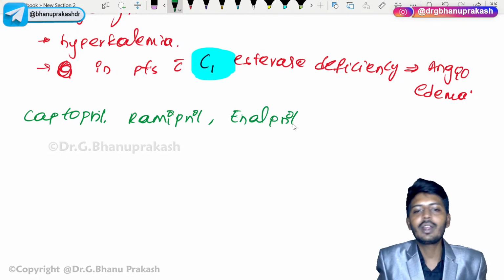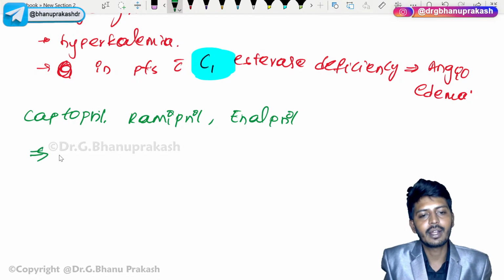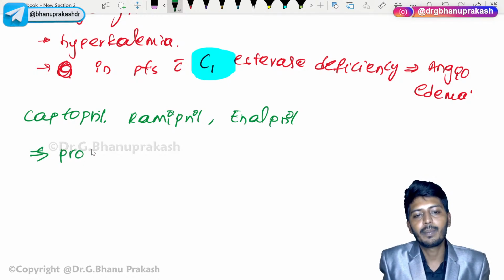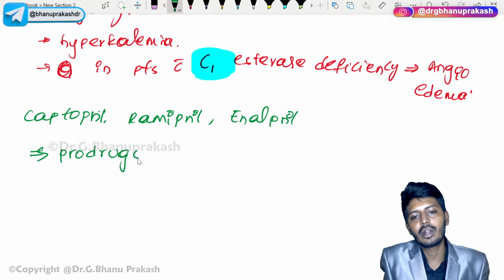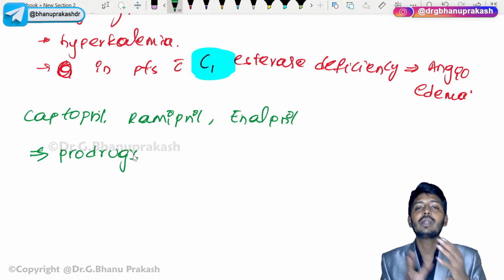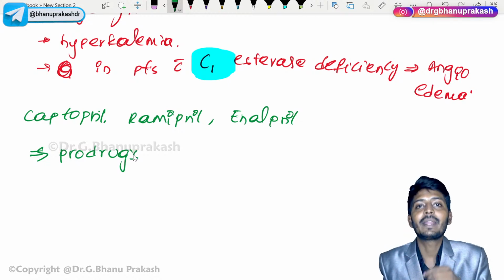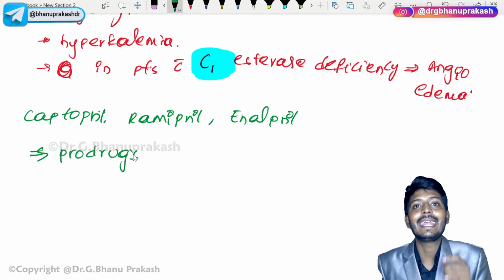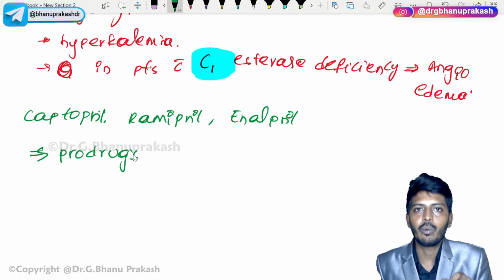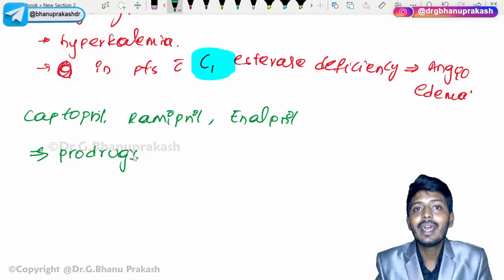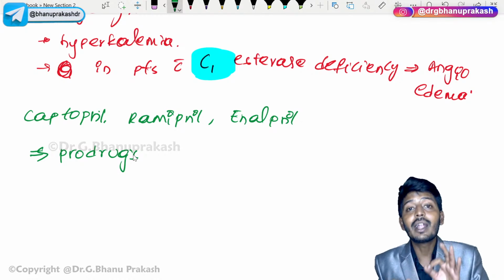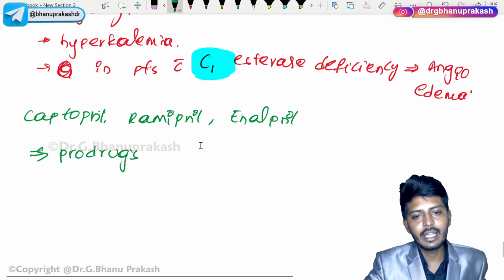Okay, so most of these drugs are prodrugs. What are those? Prodrugs, right? These prodrugs will come into the body and get activated into something called prilat, L-A-T. Enalapril will get converted into enalaprilat. So that is the story of your ACE inhibitor.